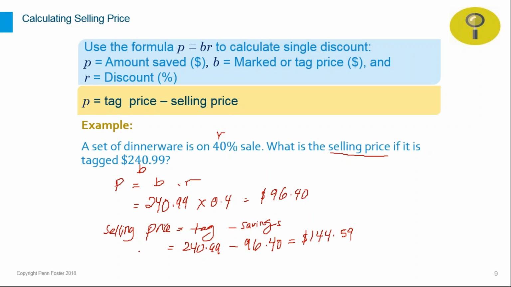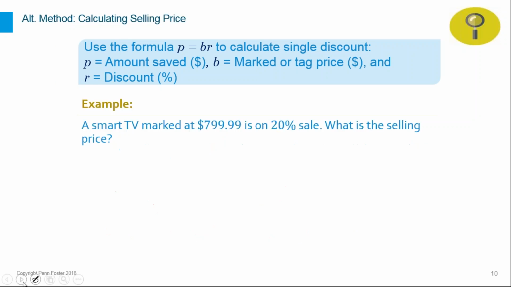Let's do another question. A smart TV marked at $799.99 is on sale for 20% off. So B is given and R is given. What is the selling price? Again, I can find the savings and then do the subtraction, or I can do it another way.